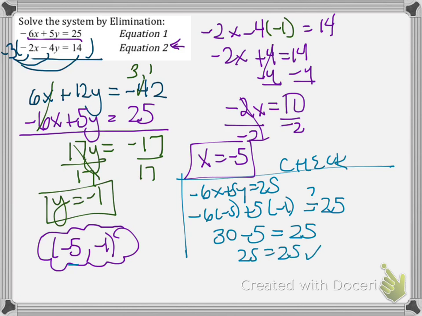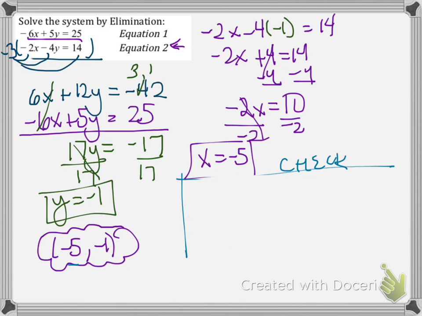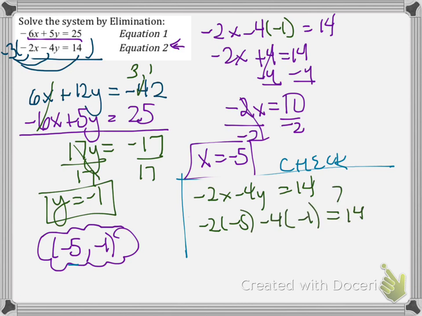So that is true. Now let's check the other one. I'll go ahead and erase this one, and we'll check the other equation. Of course, you normally leave it there, I just need some more space. We'll plug it into negative 2x minus 4y equals 14. So negative 2 times negative 5 minus 4 times negative 1, does that equal 14? This is positive 10 plus 4 equals 14, and yes, this is true. 14 equals 14, and so this works.